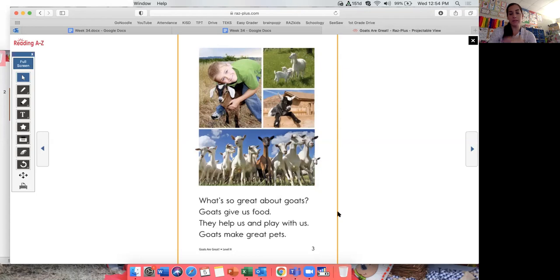No, that's not, to me, that's more of an interesting or cool fact. But I think what is helpful is that they give us food. That's beneficial to us and that helps us, doesn't it? So that's an important fact for us.